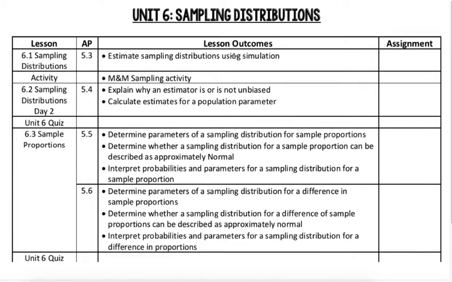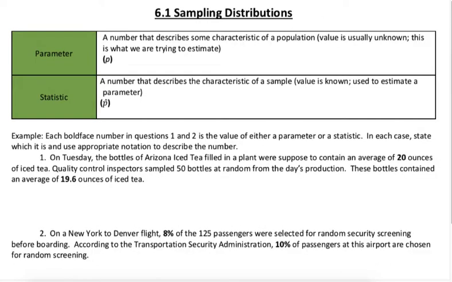Our first idea is estimating a sampling distribution using a simulation. We'll start looking at some definitions, as well as the difference between a sample and a sampling distribution. That's going to be our key vocab today. All right, so 6.1 sampling distributions, we have parameter versus statistic.